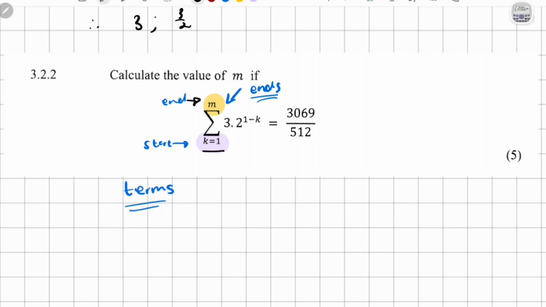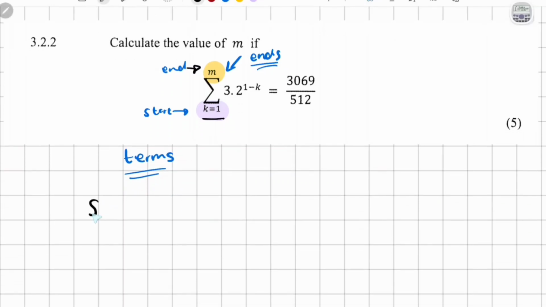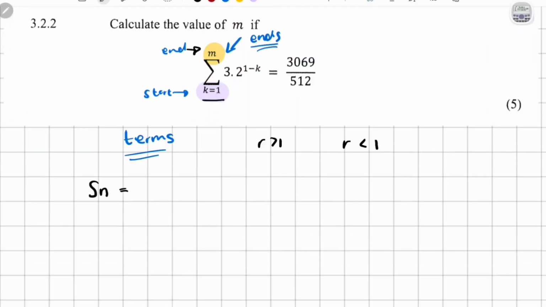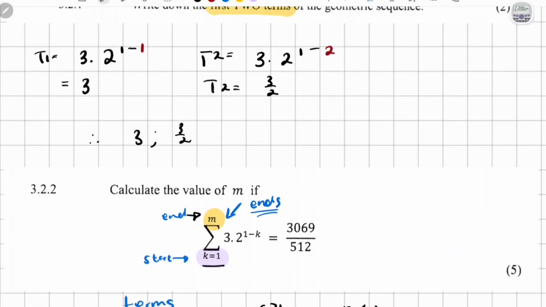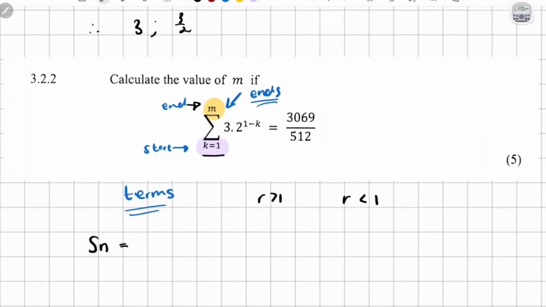Since it is sigma, we're speaking about the sum of a series. So I'm going to say the sum of n terms of a what type of series? A geometric series, because that's what we're working with. And what's the formula for that? Well, remember there are two formulas. There's the one where r is greater than 1 and one where r is less than 1. So how do we find out what r is? Well, that's probably why they asked us to find the first two terms. We know it's geometric, we need to find r.